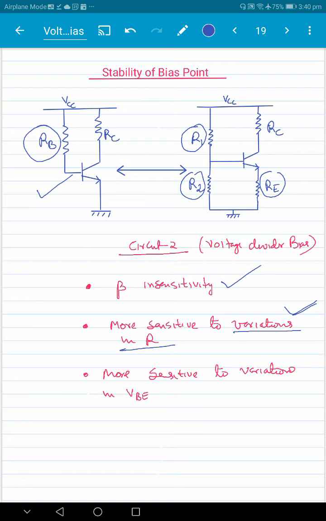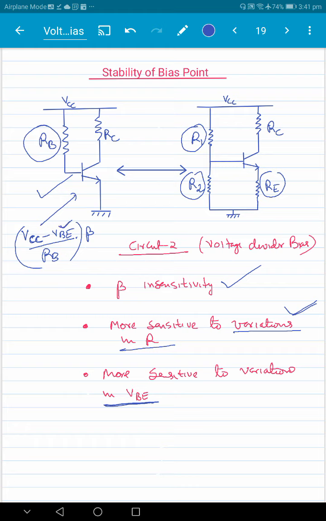Similarly, circuit number 2 is more sensitive to variations in base emitter voltage. We had seen that the base emitter voltage changes with temperature, and circuits are expected to work over a large temperature range, let's say from 0 to 70 degrees. In circuit number 1, the collector current is (VCC minus VBE) divided by RB, times beta. VBE subtracts from the full supply voltage VCC, and so any change in VBE has less effect on the collector current.